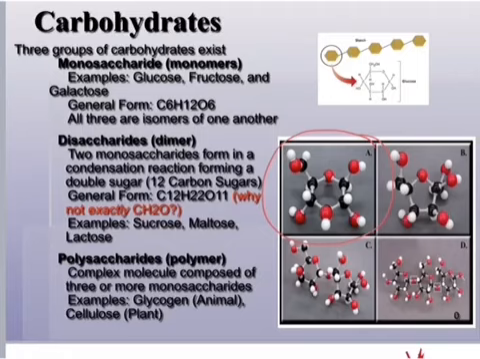Their general formula is always C6H12O6, but as we've already discussed the term isomer, different monosaccharides will be isomers of each other. So they have the same formula, but different structures. The most common examples, and the ones that I want you to know, are glucose, fructose, and galactose. These are single unit sugars, and they taste very, very sweet.